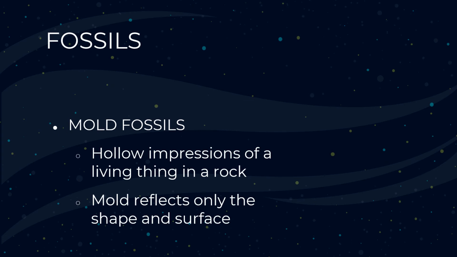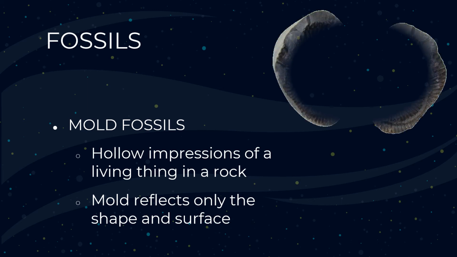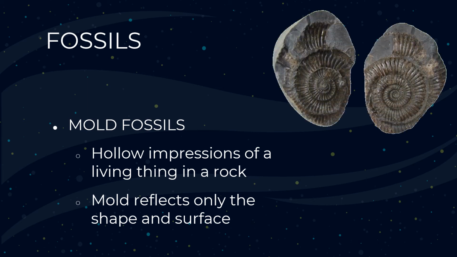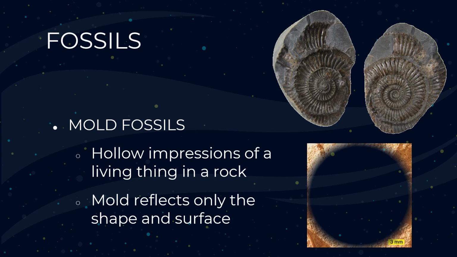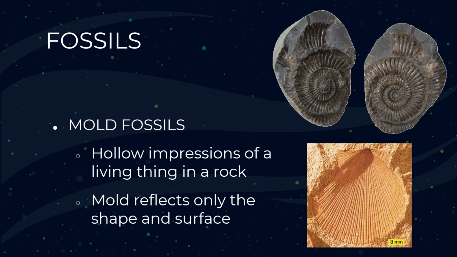Next we have mold fossils. Mold fossils are hollow impressions of a living thing in a rock, and the mold reflects only the shape and surface marking of the organism. As you can see in this picture, when an organism is covered with sediments that will eventually harden, an imprint is left after its body decays.